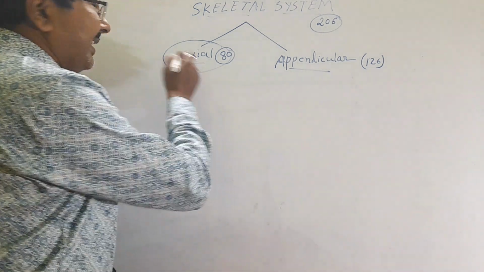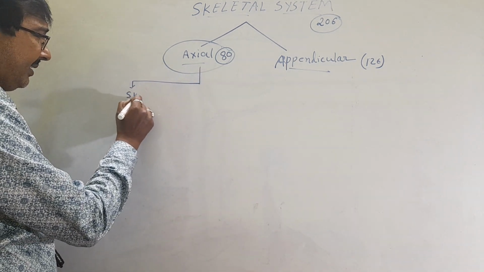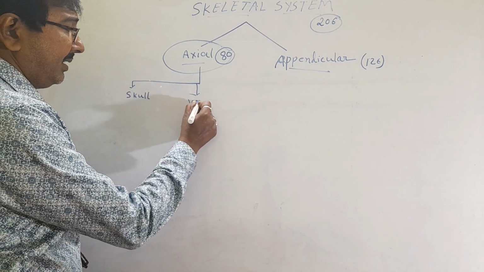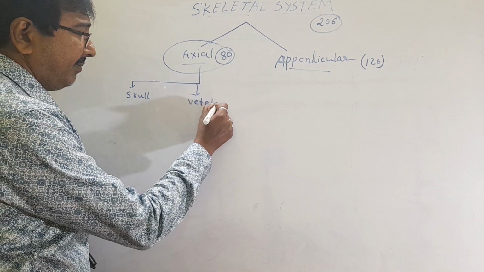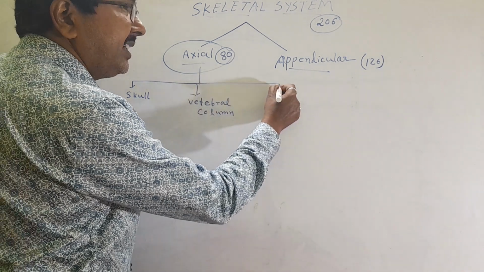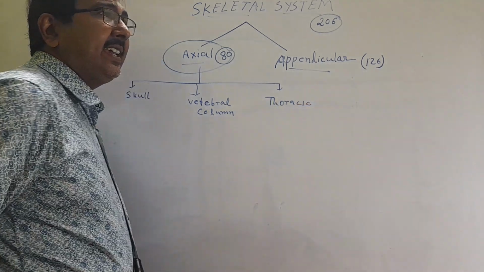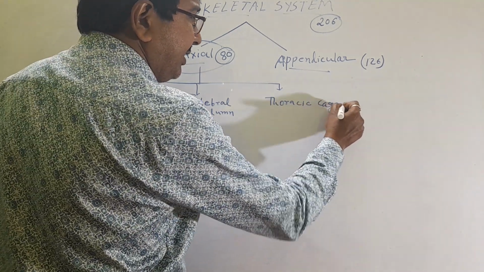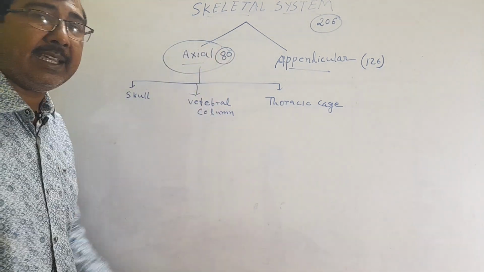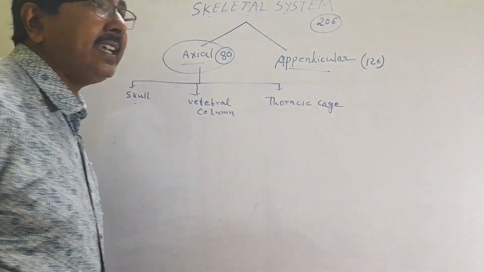Very good. Next, this axial skeleton consists of number 1, the skull, number 2, the vertebral column, and number 3, the thoracic cage. So today I am discussing the axial skeleton. How many bones does it consist of? 80 bones. This axial skeleton consists of the skull, vertebral column, and thoracic cage.